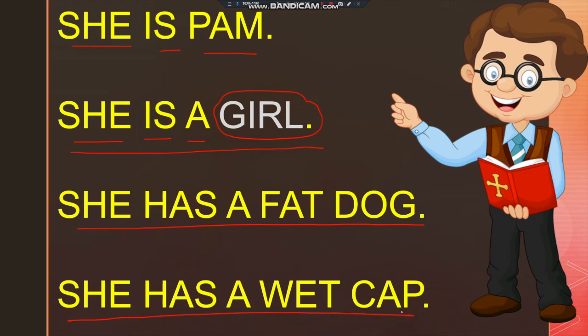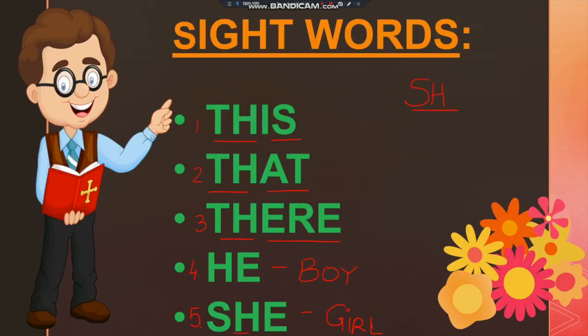Very good job. So we have talked about 5 sight words here: this, that, there, he, she.